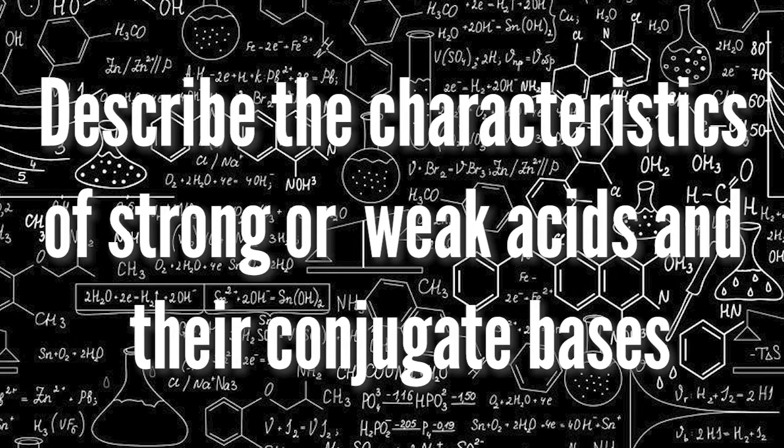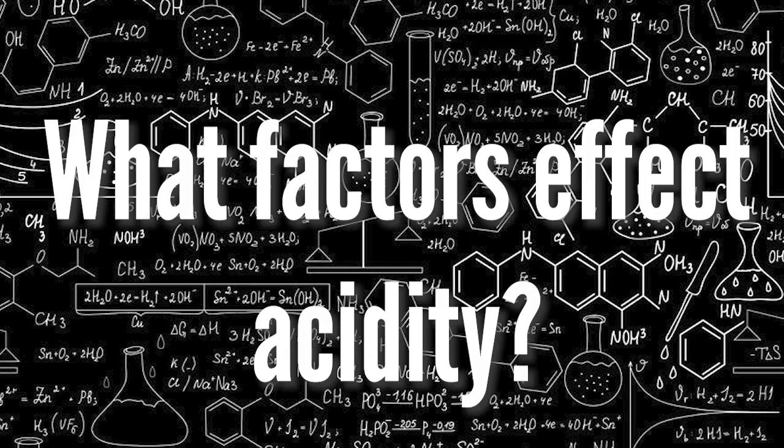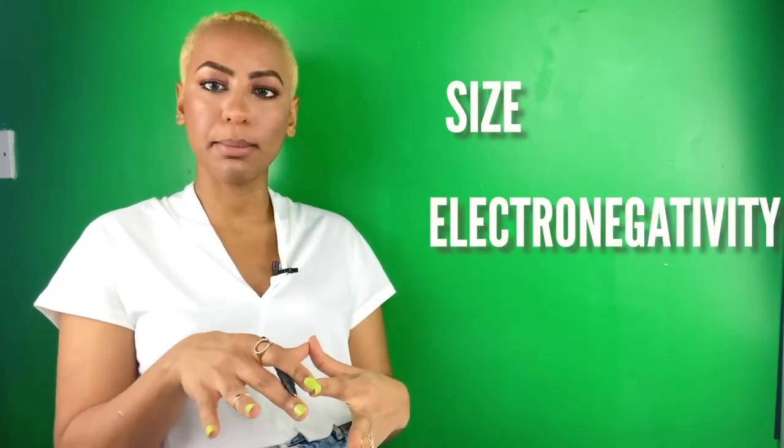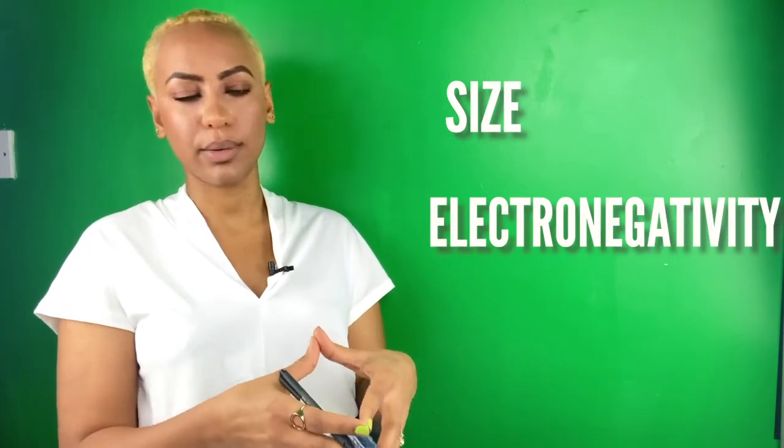45. Describe the characteristics of strong acids and their conjugate bases. The conjugate base of a strong acid will be a weak base. However, the conjugate base of a weak acid would be high to moderately strong. 46. What factors affect acidity? Number 1, the size of the atom bonded to the proton. Number 2, the electronegativity of the atom bonded to the proton.